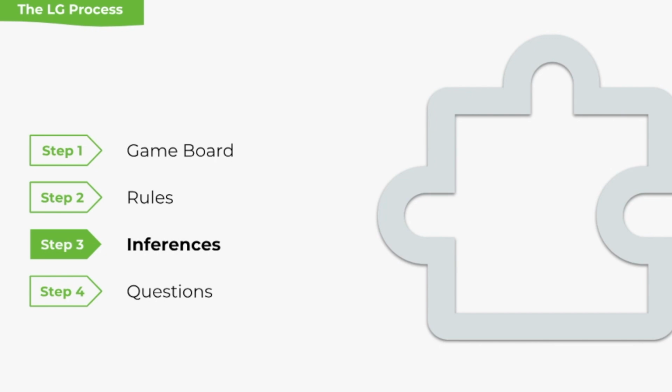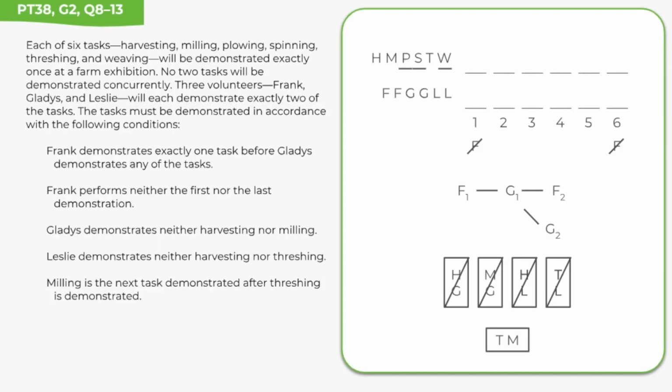So now we go on to make some inferences and see what we know has to be true. Well, what do we know? Let's think about the first position, since we know that Frank can't go first. Now, we know that Frank is going to precede Gladys. So that means that Gladys can't go first. And since Frank can't go first and Gladys can't go first, the only one left that can go first is going to be Leslie. So we can put L into the first position.